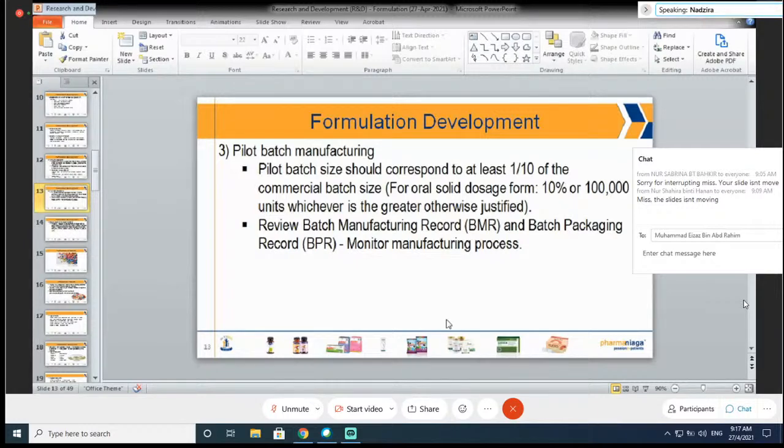As a formulator, we have to support the manufacturing site by reviewing the BMR, the batch manufacturing record, which records the excipients used and the process that we go through. We also have to review the batch packaging record, to ensure the correct packaging material will be used. During the pilot batch manufacturing, we also have to witness and monitor the process together with the production team.